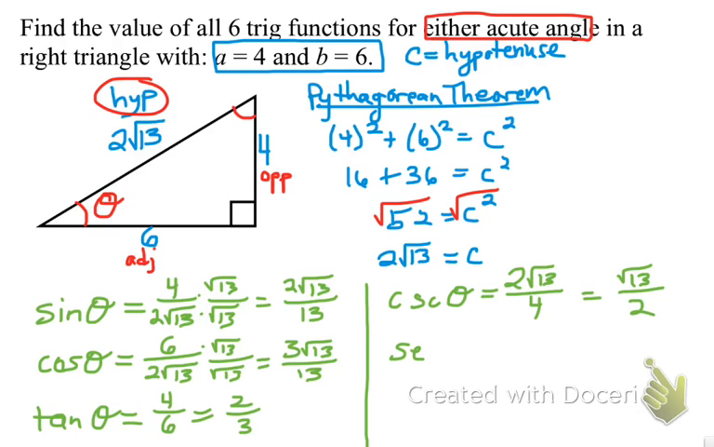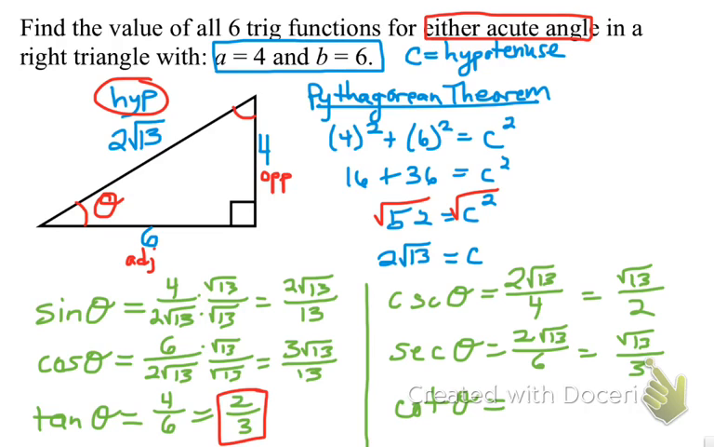Same thing for the secant. No sense in taking the reciprocal. We can just do the hypotenuse 2 root 13 over the adjacent 6 and reduce that to root 13 over 3. And then finally the cotangent. We can do the reciprocal of the tangent's final answer, this 2/3, and the reciprocal, of course, is 3/2. And that's how we find 6 trig function values for an angle set in a right triangle where we know 2 of the side lengths.